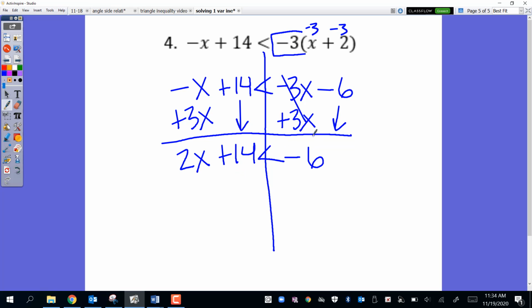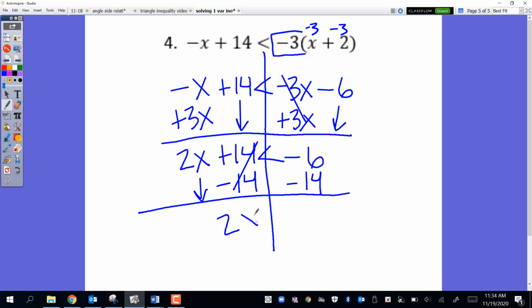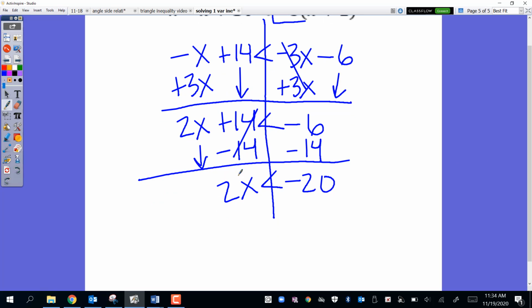Next step, I got to move 14 to the right side. So opposite, subtract 14. This cancels. I got 2x. -6 minus 14, you would type into decimals, you get -20. In this step, did I divide? No. So my symbol stays how it was. Last step, I need to get rid of that 2. How do I do that? Oh, dividing. Dividing. And I get x. -20 divided by +2 is -10.